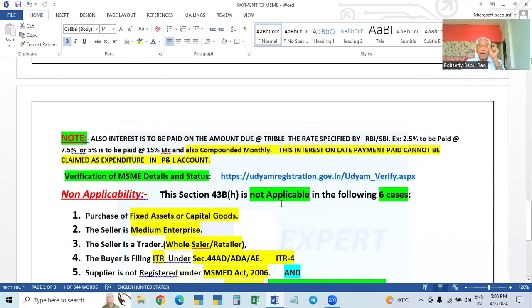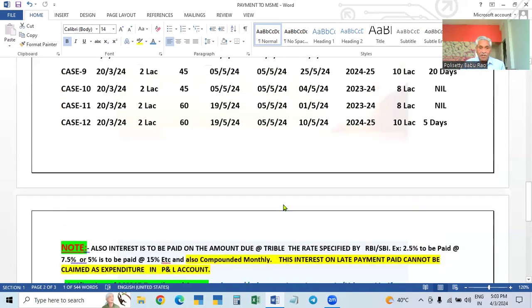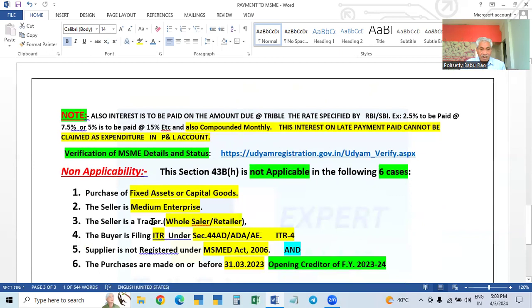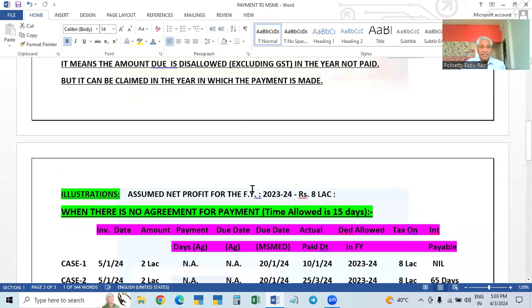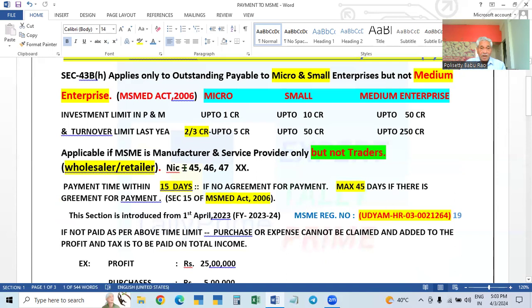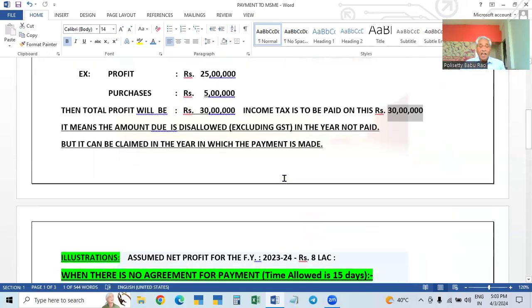It is called the National Industry Classification Code, NIC. They will give the NIC code. For the trader, that is a wholesaler or retailer, the NIC numbers will be 45, 46, 47. In these cases, this section is not applicable. That is, for the trader, these three numbers will be there, so this section is not applicable.